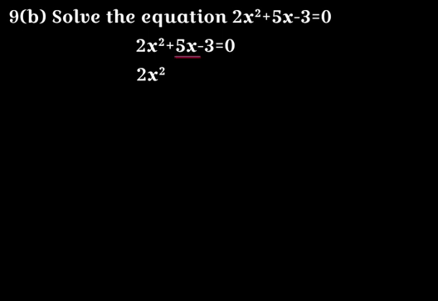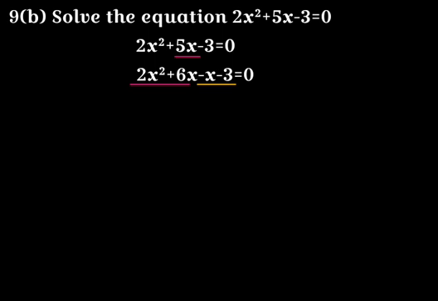Okay, so I'm going to write plus 6x minus 1x minus 3 equals 0. Once we have done this, we can group these in two groups. So we have a group of 2x squared plus 6x, and negative x minus 3. Now these are the two groups we have come up with. Now let's factorize these two groups.